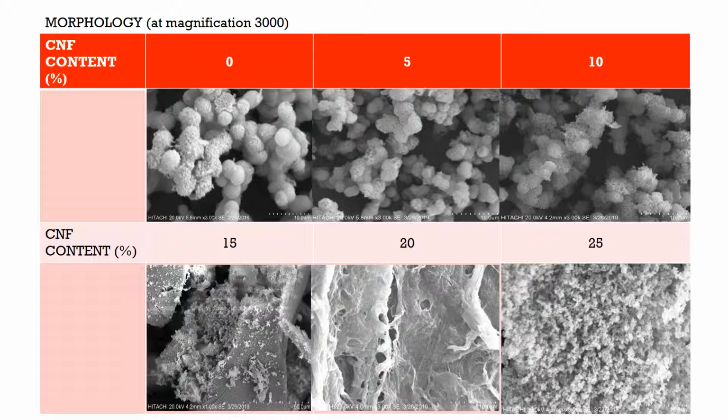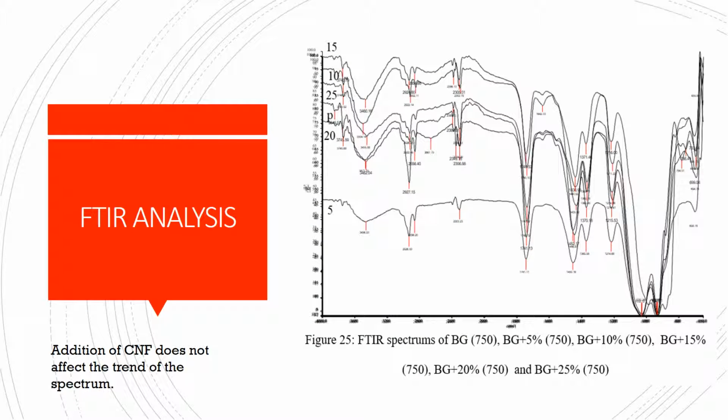On closer magnification of 3000, it was observed that 10% had the best architecture, where it took the shape of the CNF particles as opposed to the rest of the CNF percentages. Next, for the FTIR analysis, it was observed that the addition of CNF does not affect the trend of the spectrum. All of the samples had the same trend and there were no observable differences.